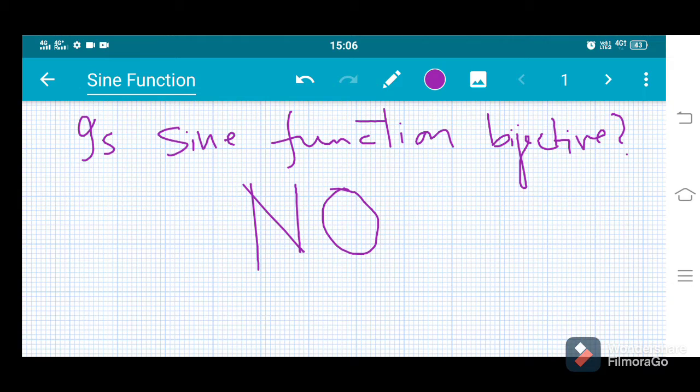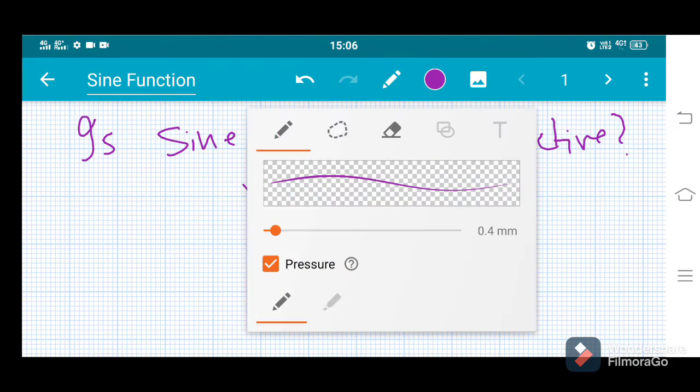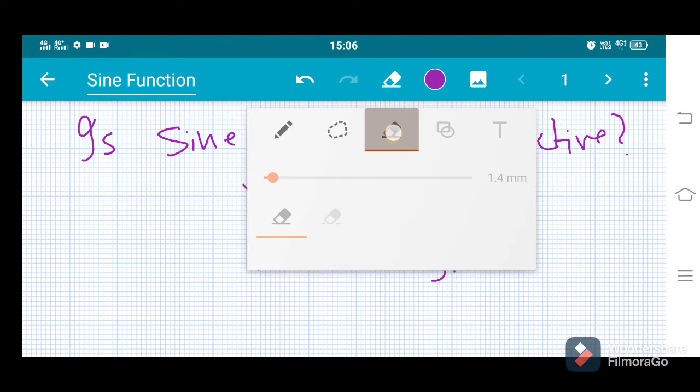The sine function is not bijective, but we find sine inverse. We basically find sine inverse in inverse trigonometric functions. So if sine is not bijective, then how can we find sine inverse? Is sine inverse something different from the sine function or what? For that you should know what a sine function is.